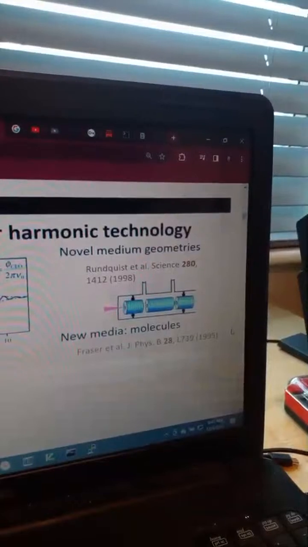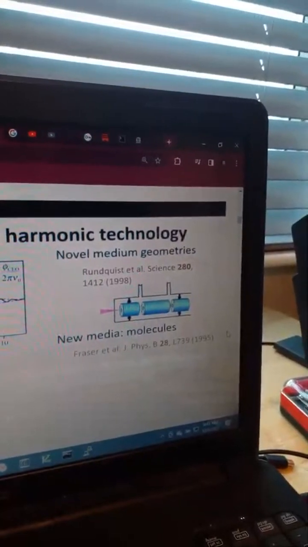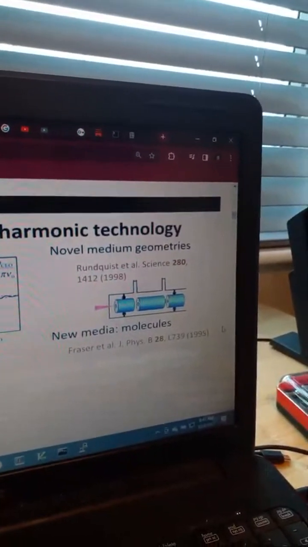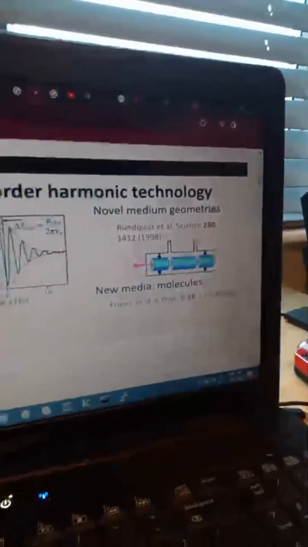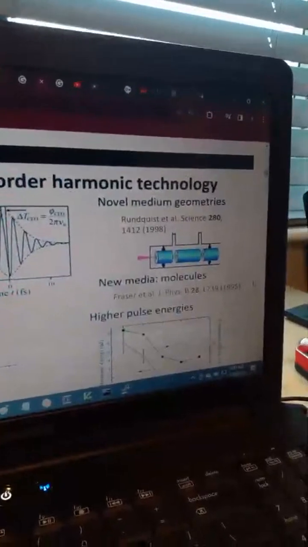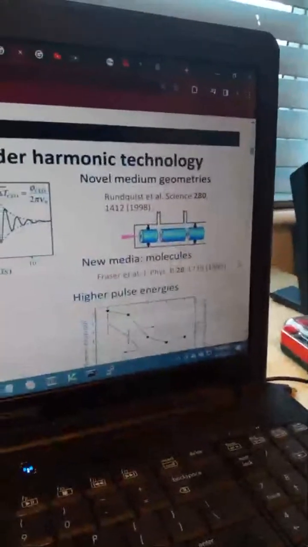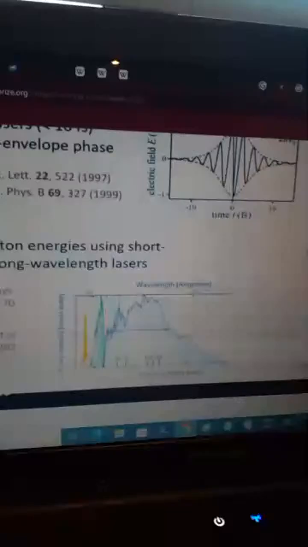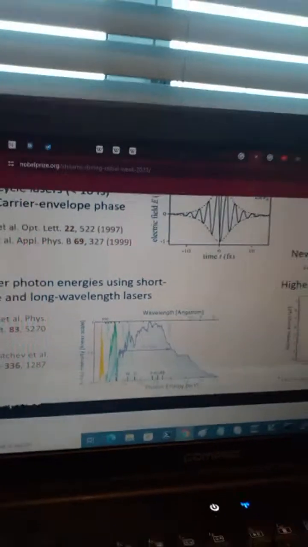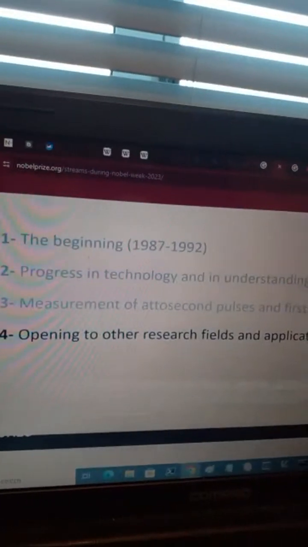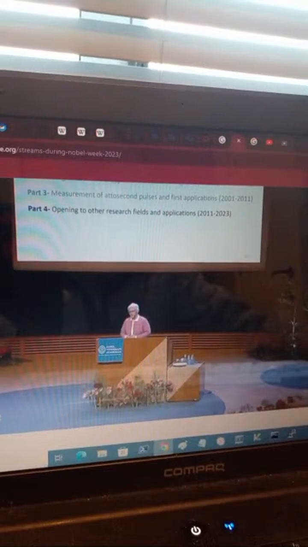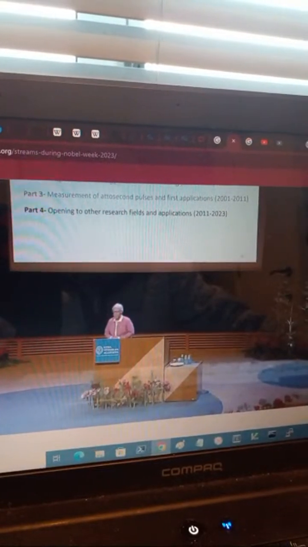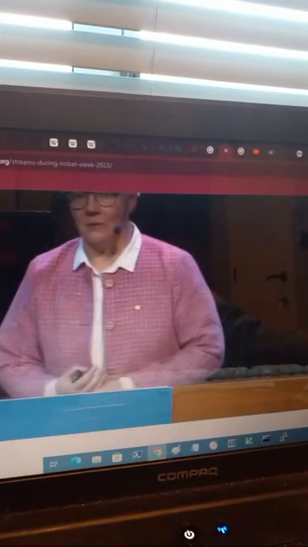You have a push toward higher photon energy using short laser pulses and especially long wavelength lasers. And you have also a push toward higher pulse energy in the microjoule range using clever focusing geometries. So now I am going to jump over this part 3, and I would like to finish this presentation by just giving you 2 examples of application.